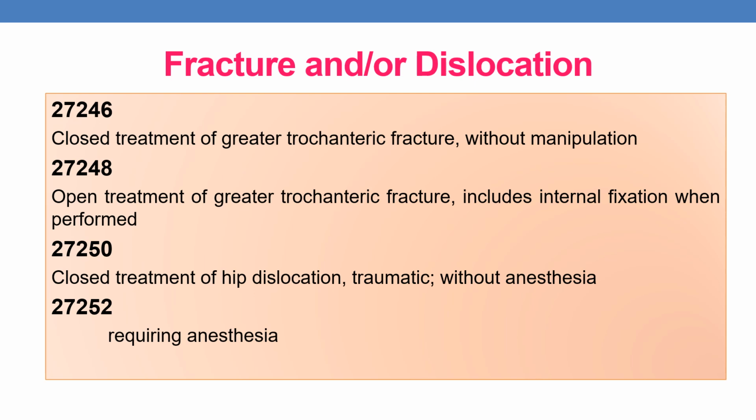The next CPT is 27246. It deals with closed treatment of greater trochanteric fracture without manipulation. The next is 27248. It deals with open treatment of greater trochanteric fracture including internal fixation when performed. The next is 27250. It deals with closed treatment of hip dislocation, traumatic without anesthesia. If it is done with anesthesia, that is closed treatment of hip dislocation, traumatic requiring anesthesia, the CPT is 27252.